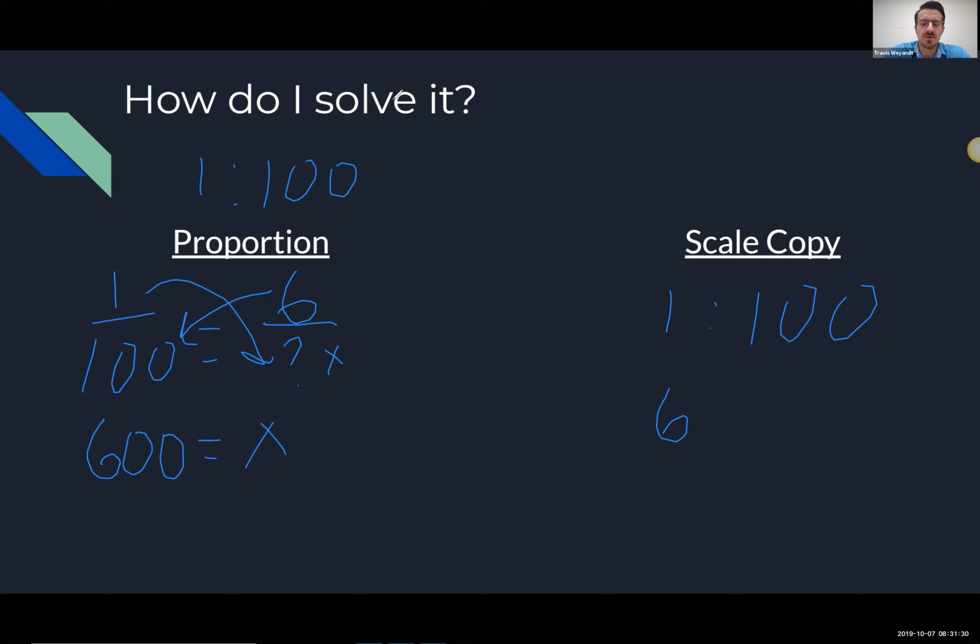Well, I'm multiplying by 6 to get from 1 to 6. So I could use that same concept over here to get 600. So there's two different ways to do this.